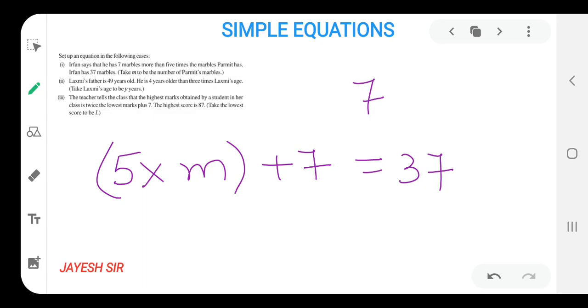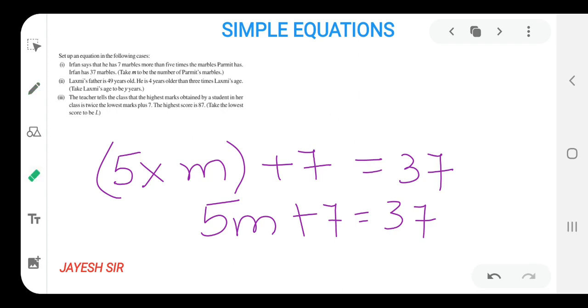Irfan has a total of 37 marbles. So the equation we have formed over here is 5m plus 7 gives 37. I hope a lot of students might be facing a problem with how I have made the equation. So I am trying to make you understand how we have made the equation over here.